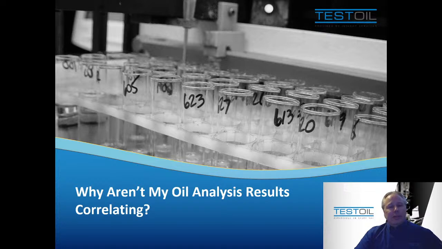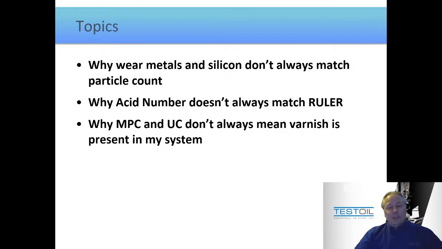And just so we're clear on the topic, why are they not correlating, we're not here to discuss why your results may not correlate with reality, meaning that sometimes your results look better or worse than what you think you're experiencing in the machines. That is probably directly related to sampling procedures or even the location. What we're going to talk about today is why certain results don't seem to correlate with each other. And I have three different examples that I'll give you, and all of these will use excerpts from our lubricant analysis section of the comprehensive class to explain why the results do not correlate.